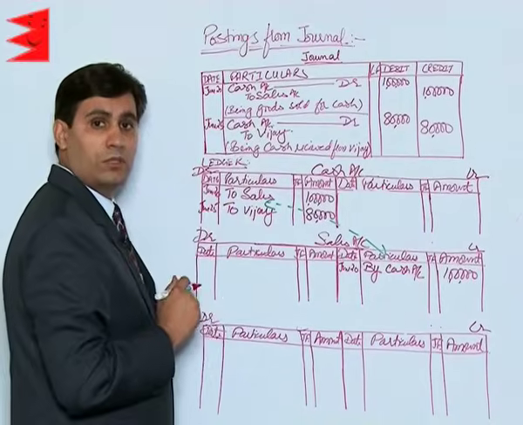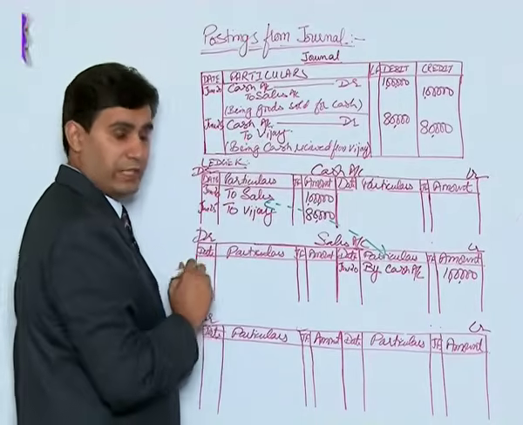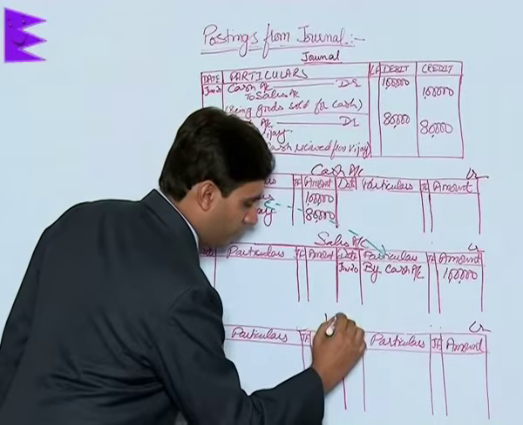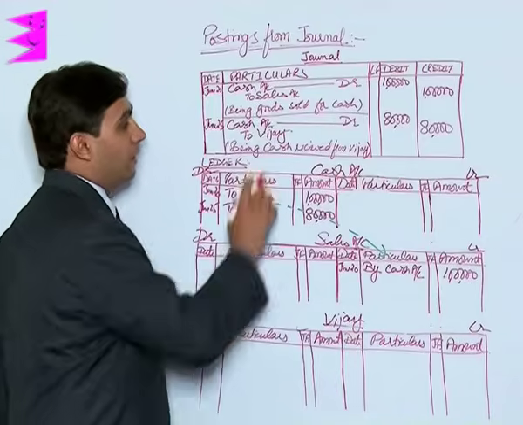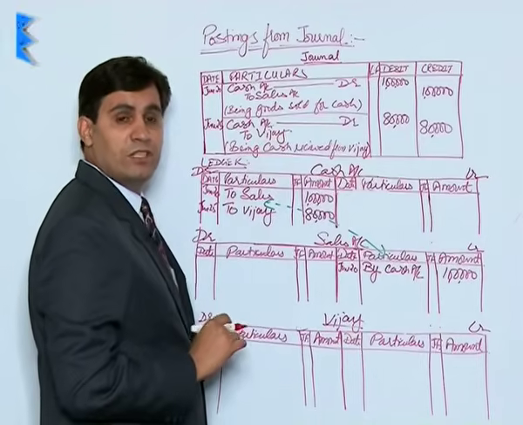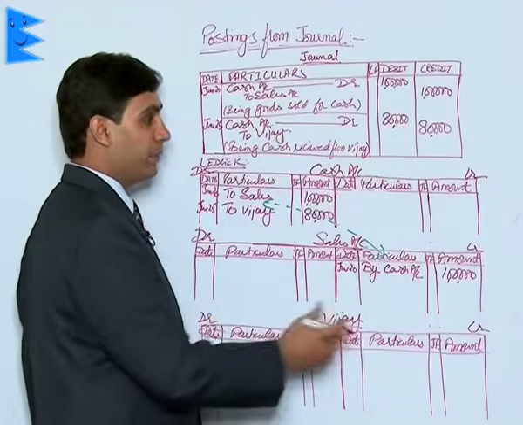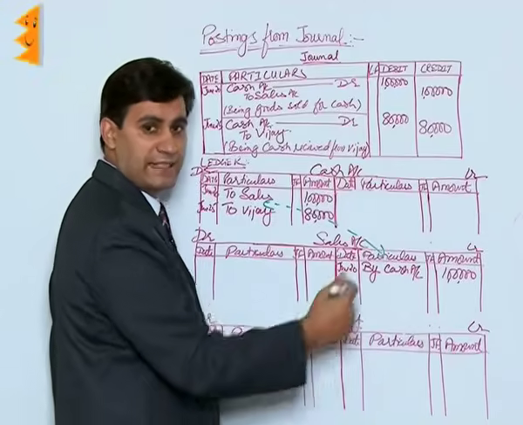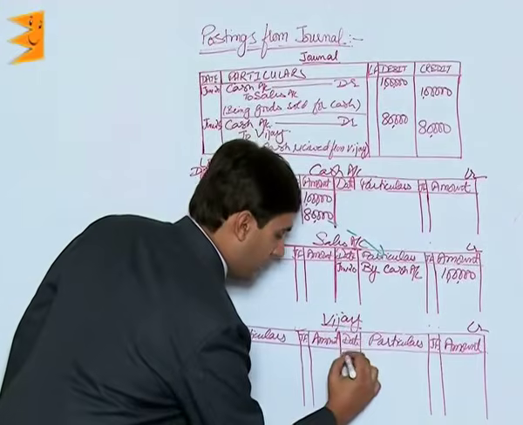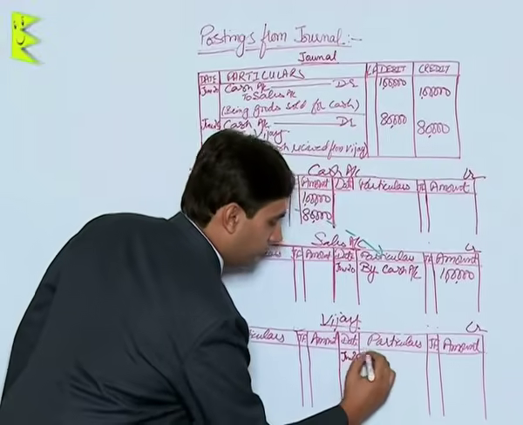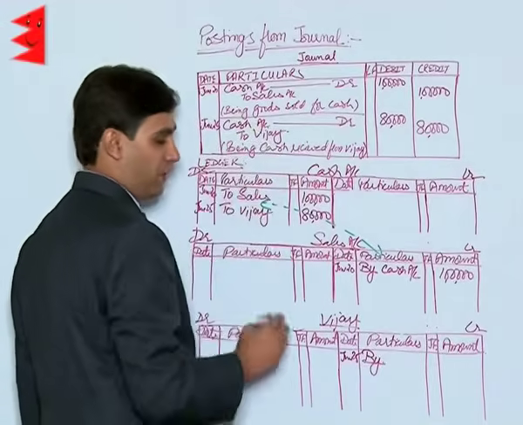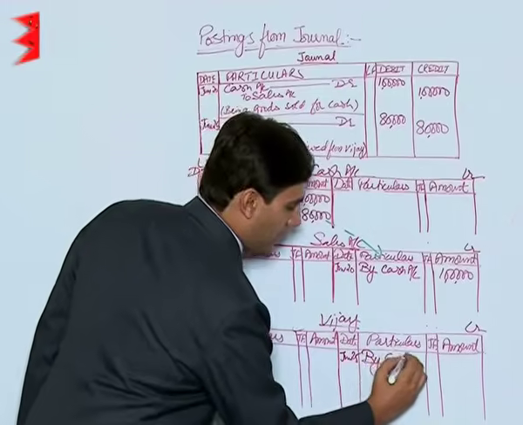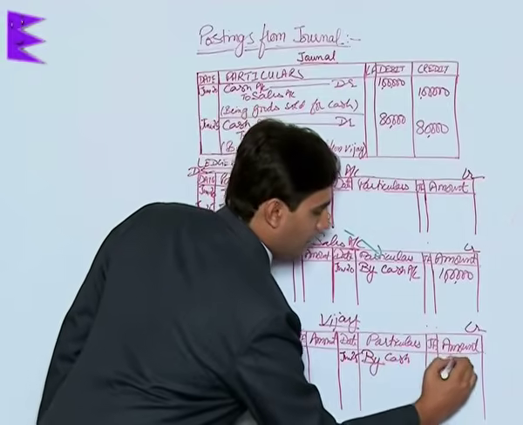The second account in this case is Vijay. So let us open a ledger account for Vijay. This is the ledger account for Vijay. In case of Vijay, Vijay has been credited. So the entry would be made on the credit side, that is the right hand side of the account. Date is June 25th, by. This account was credited by cash. So by cash account 80,000.